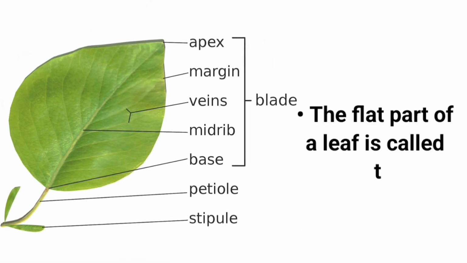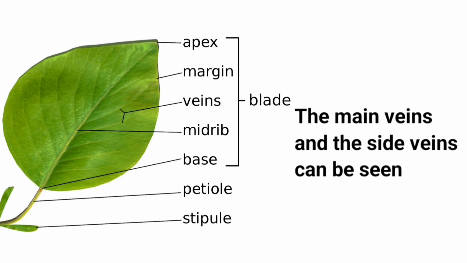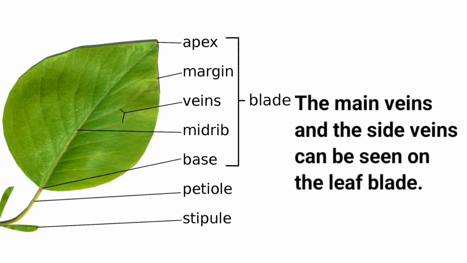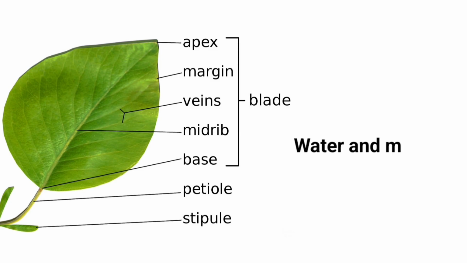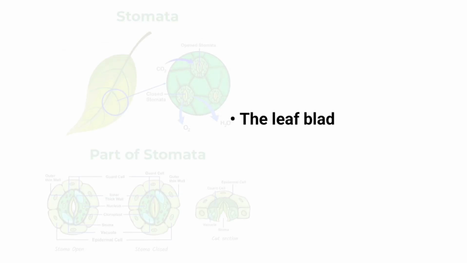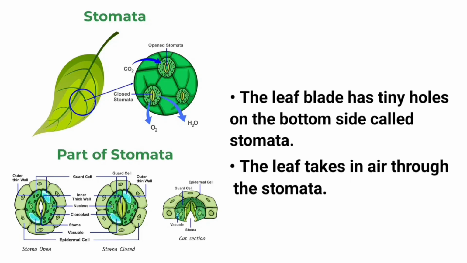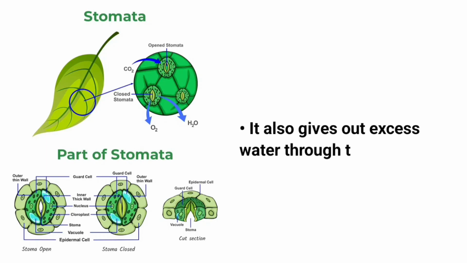The flat part of a leaf is called the leaf blade, and the main vein and the side veins can be seen on the leaf blade. Water and minerals are carried through these veins. The leaf blade has tiny holes on the bottom side called stomata. The leaf takes in air through the stomata. It also gives out excess water through the stomata.